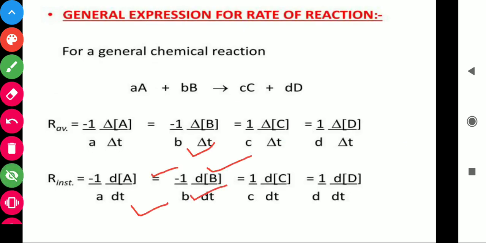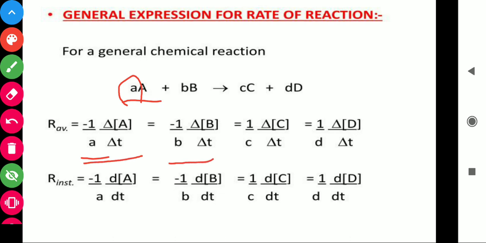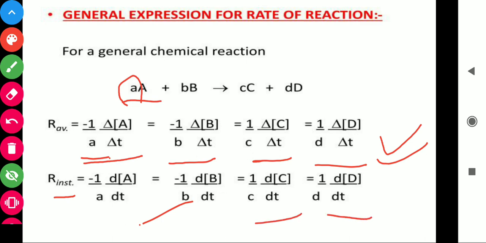general expression. General expression we have already studied. The stoichiometric coefficient will come in the denominator. For reactant, we will keep a minus sign here, and we can write the rate of reaction. This is average because we keep the delta and the time interval is long, and when the time interval is very short, we write it in the form of differentiation, d[A] by dt, and other things will be the same.